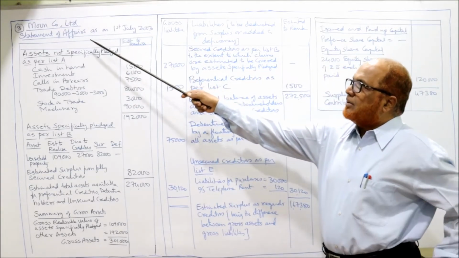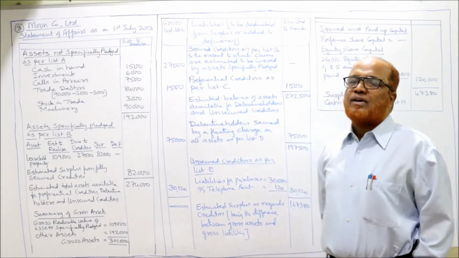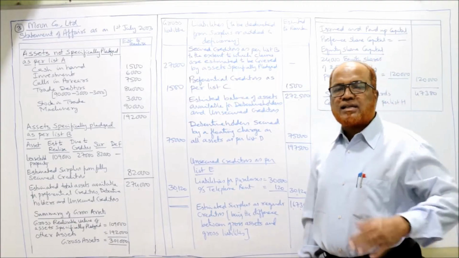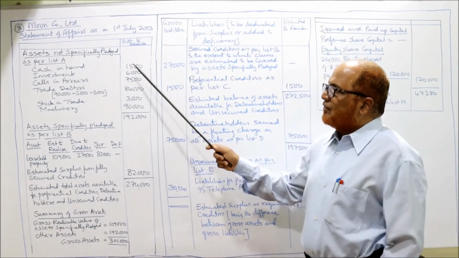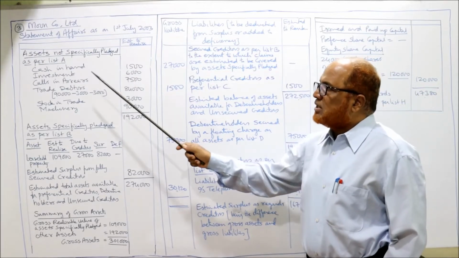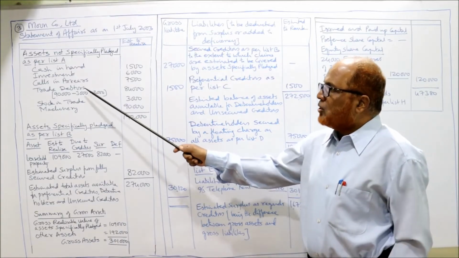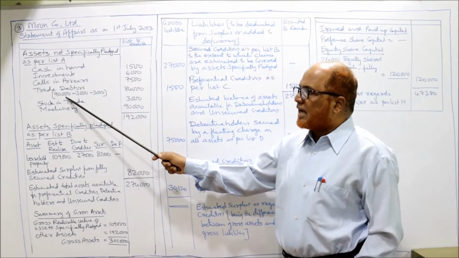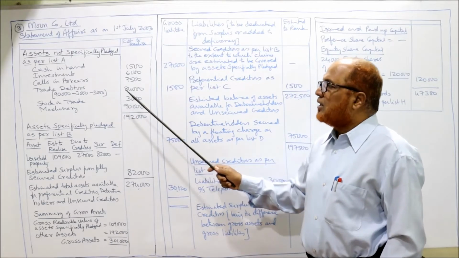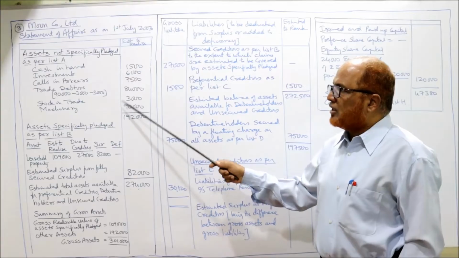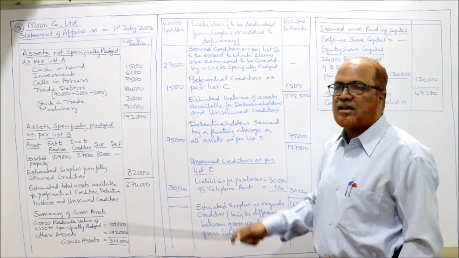Now see the solution carefully here. Moon Company Limited statement of affairs as on 1st July 2003. Assets not specifically pledged as per list A. So excepting leasehold property we will take all other assets. Cash in hand 1,500. Investment 6,000, calls in arrear 7,400. We expect that calls in arrear will be received. Trade debtors 90,000 minus 3,000 bad debts, 3,000 doubtful debts not realizable, then 84,000. Stock in trade, machinery. The total realizable value of assets not specifically pledged is 1,92,000.